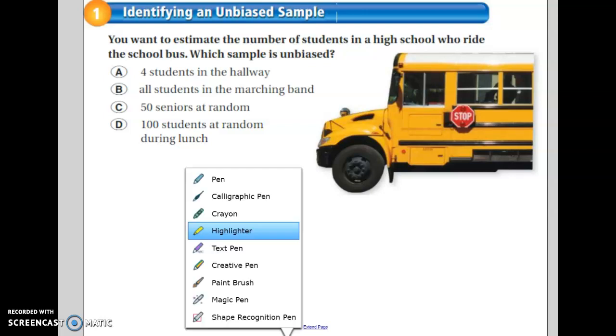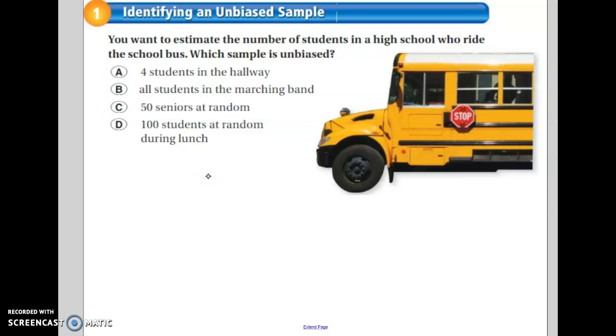Our choices are 4 students in the hallway. Even though you're coming across random students in the hallway, it's random, but it's not large enough. So 4 students is too small. Now if we asked all students in the marching band, they might be different grade levels, but it could potentially be biased because they all come from the same group.